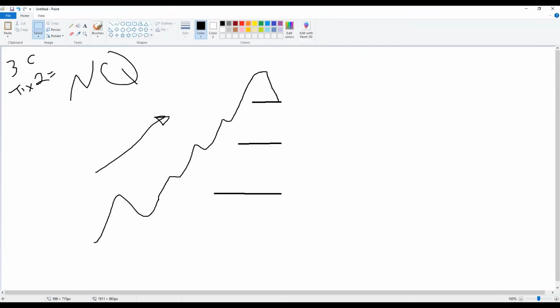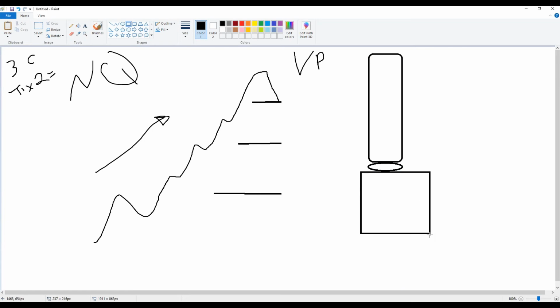Just bear with me. Volume profile, which we call VP, will give you a few things. It will give you levels. Levels are continuation, and then after the continuation level, there is a level called rejection, and then another level that is continuation. It's very simple. Volume profile will give you continuation, and then rejection.